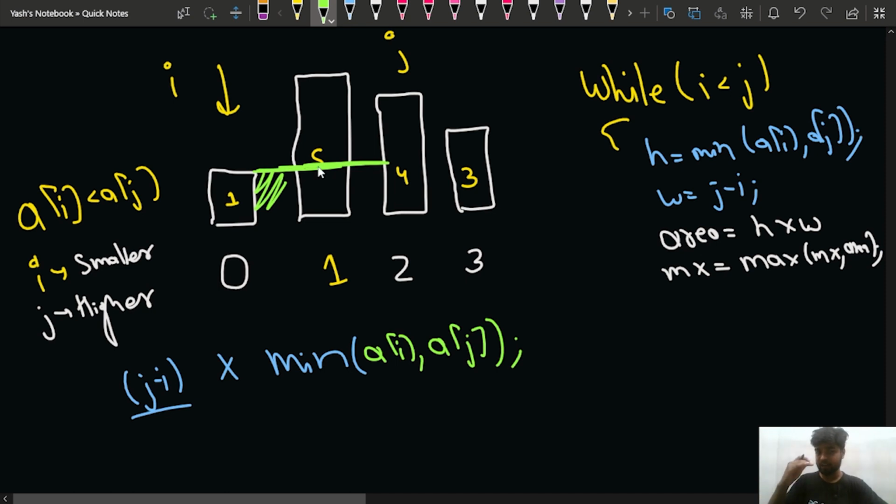That is, the smaller one is fixing the limit, the smaller height. Since I'm at a smaller height, I am still only able to store one height or maybe lesser than that, right? If I remain at the smaller pillar, then either my height, the height till which I can store the water, will decrease or it will remain the same. If it remains the same, then what happens? j minus i is decreasing, so overall the area will decrease, correct?